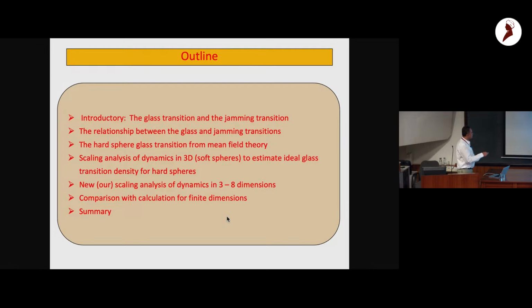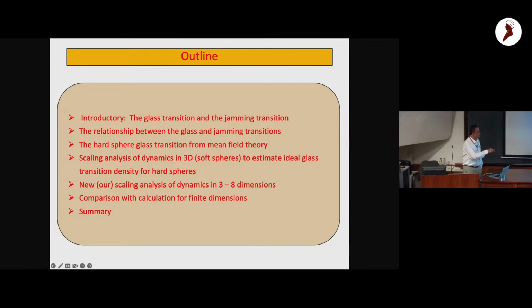So the overall goal of the work that I'm going to present is to look at a scaling analysis of the dynamics of hard sphere fluids, or soft sphere fluids actually, in order to estimate from that the ideal glass transition density of the corresponding hard sphere system. Okay, I'll explain what that means.